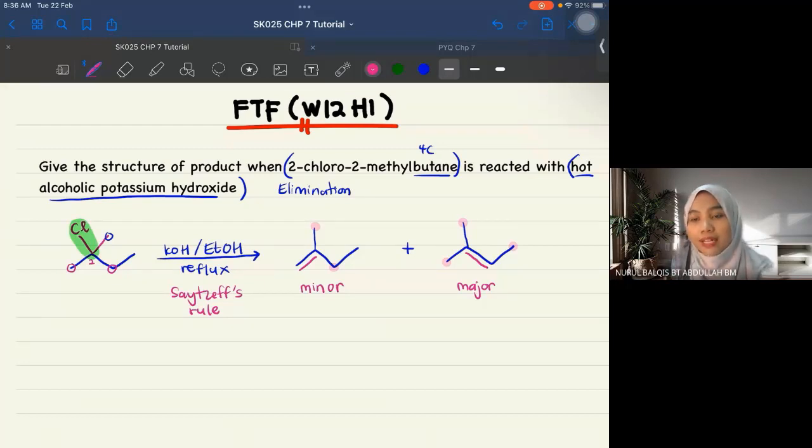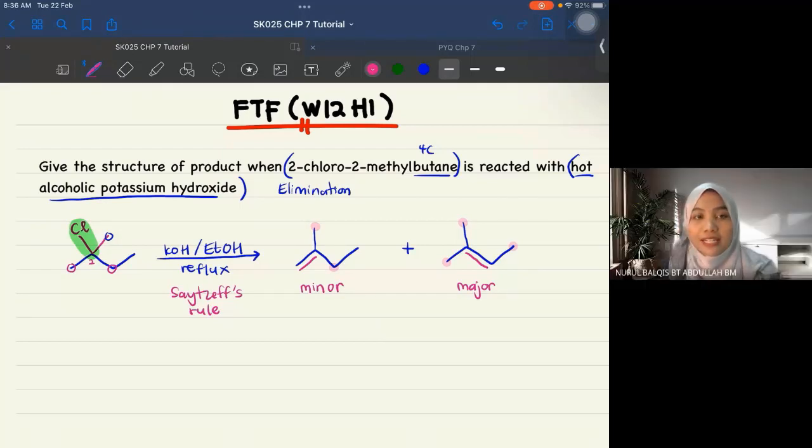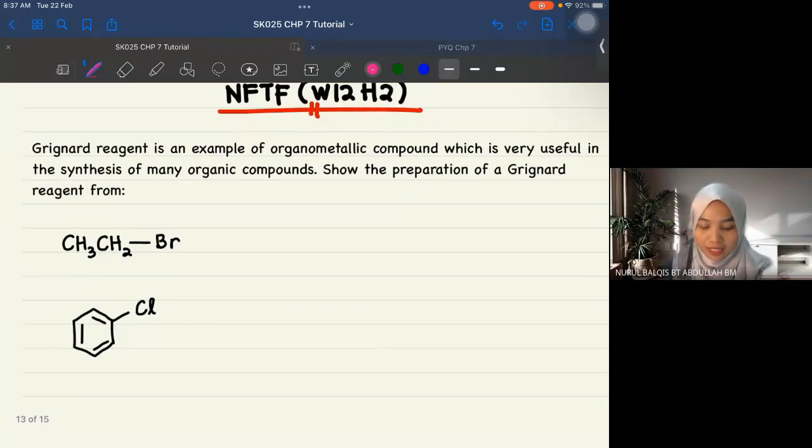Do we have mechanism for dehydrohalogenation? Yes. Untuk elimination kita memang ada mechanism tapi bukan untuk dehydrohalogenation. Untuk mechanism elimination kita hanya ada dehydrations, okay? Untuk dehydrohalogenation tak ada. Alright, so kita proceed dengan soalan seterusnya.